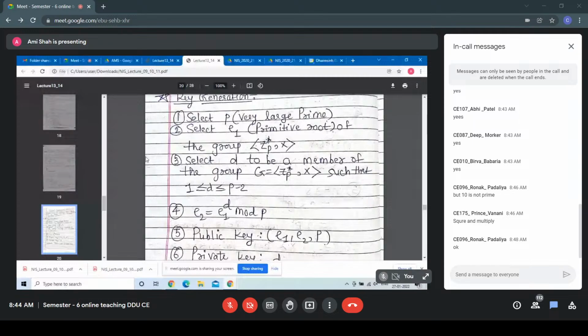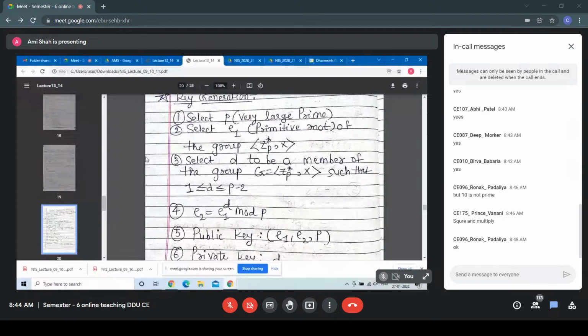So now the two keys are generated: public key and private key. In this scenario, you have to assume Alice wants to send some message to Bob. So right now Bob performs the key generation. When Bob performs the key generation step, at the end Bob gets two keys, the public key and the private key.